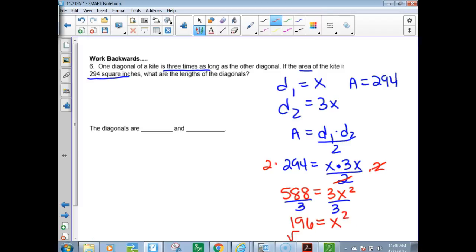So now final step, take the square root of 196 to get that value of x, which would be 14. One of the diagonals is 14, and that would be in inches because the area was square inches. The other diagonal would be 3 times 14, which is 30 plus 12, 42 inches.